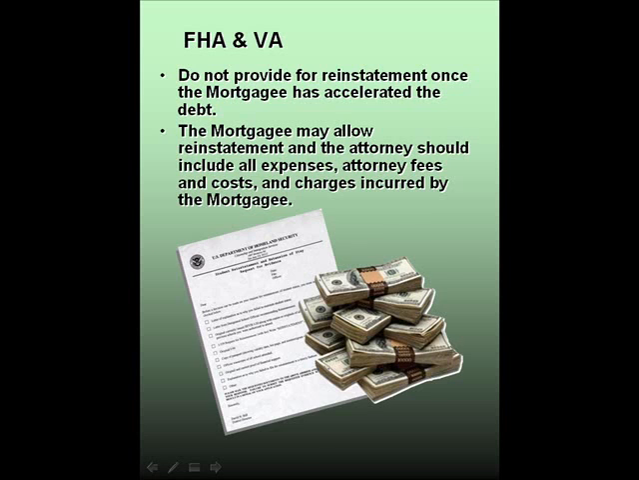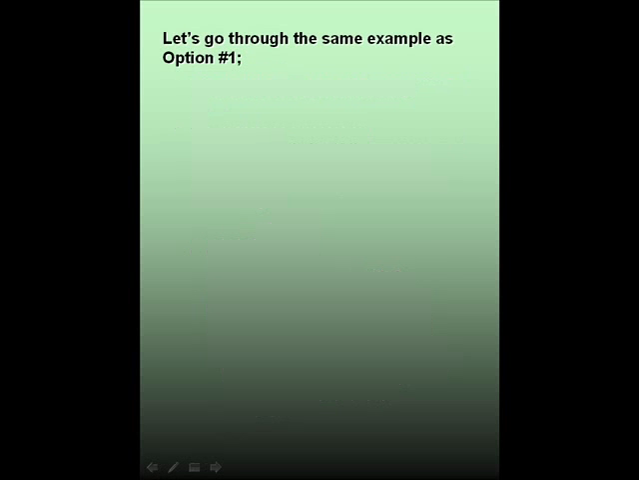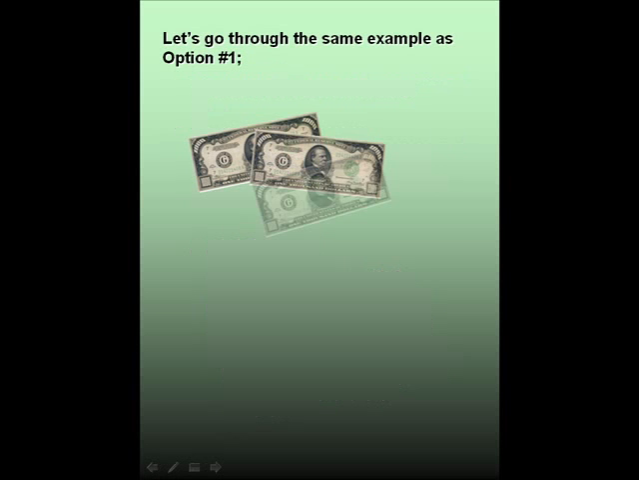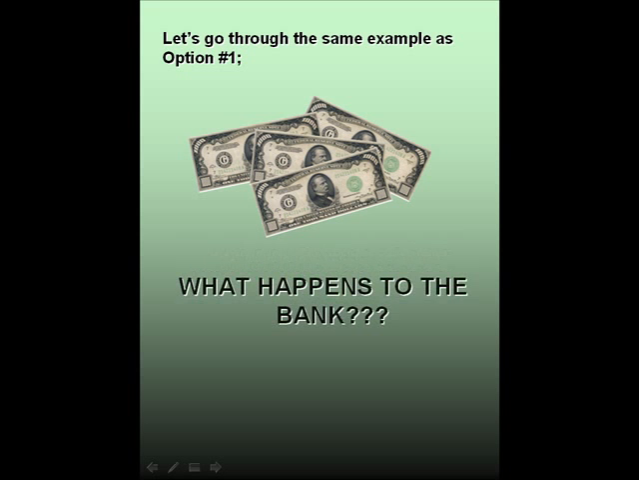Let's go through the same example as option number 1. Jack finds a way to borrow money from friends and family and decides to bring the mortgage current. This can be several thousands of dollars depending on how many months the mortgage is delinquent. If Jack reinstates and brings the mortgage current, what happens to the bank?